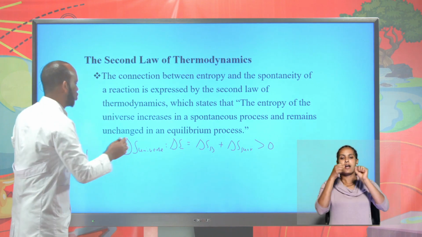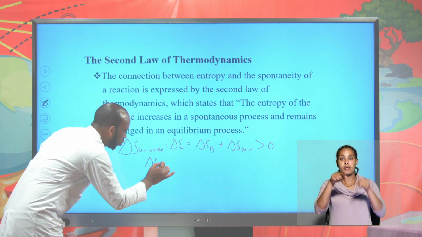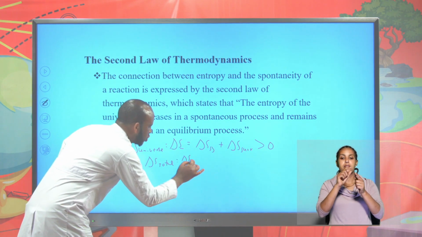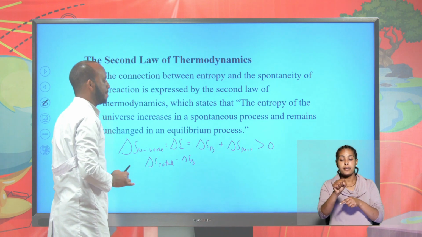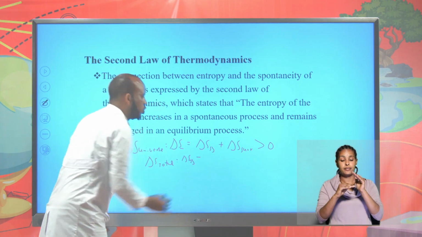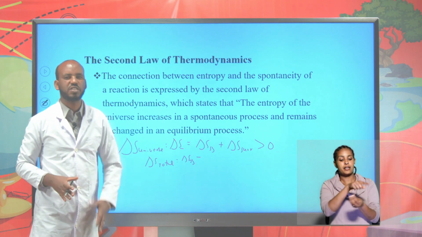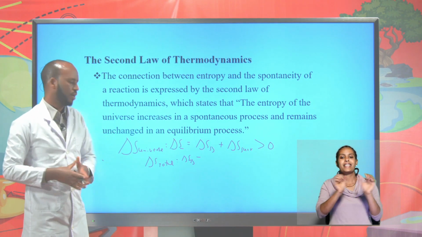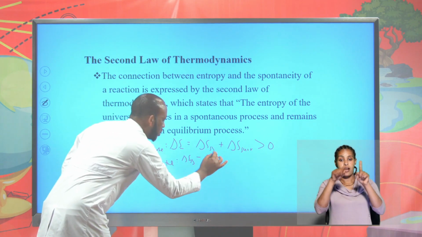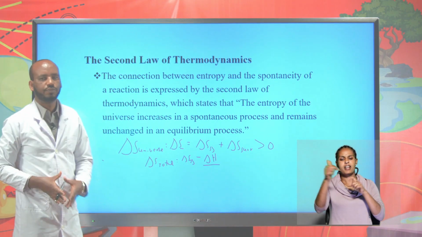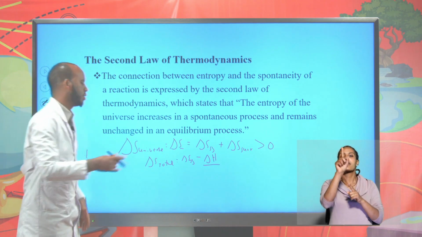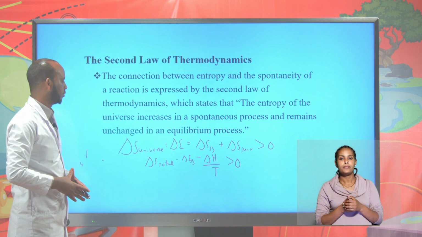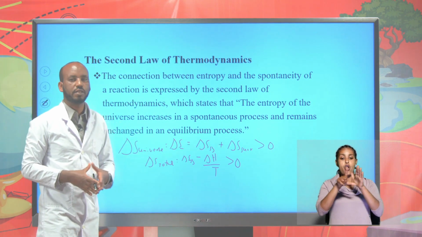We can write this as total entropy change, delta S total, equal to the change in entropy of the system, delta S of the system, minus the change in entropy of the surroundings, which is directly proportional to the enthalpy of the system, delta H, but inversely proportional to Kelvin temperature T, greater than 0. This is the second law of thermodynamics.